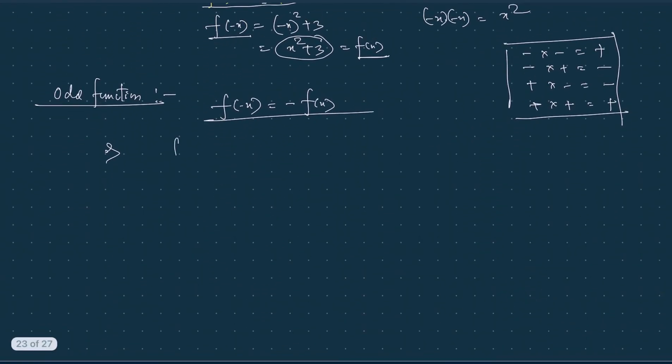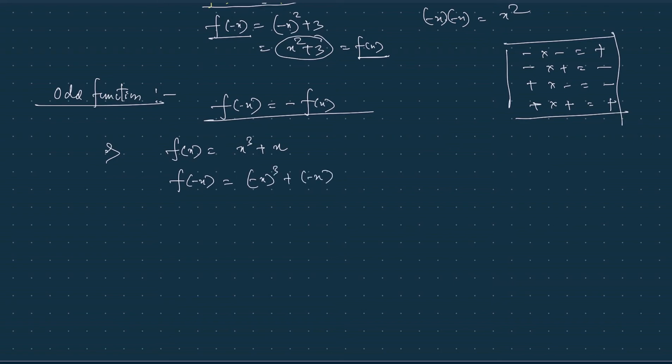Let f of x be, suppose, x cube plus x. Now what we are going to do is replace this x by minus x. So f of minus x will be equal to, you put minus x instead of x. So minus x to the power 3 plus minus x.